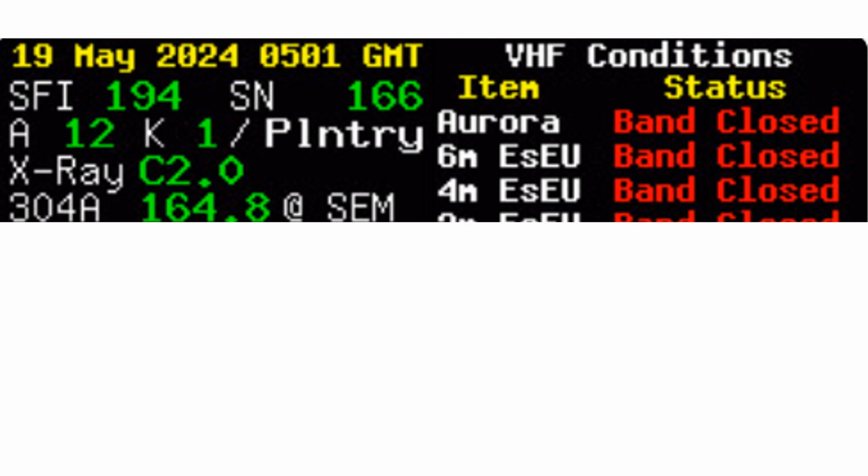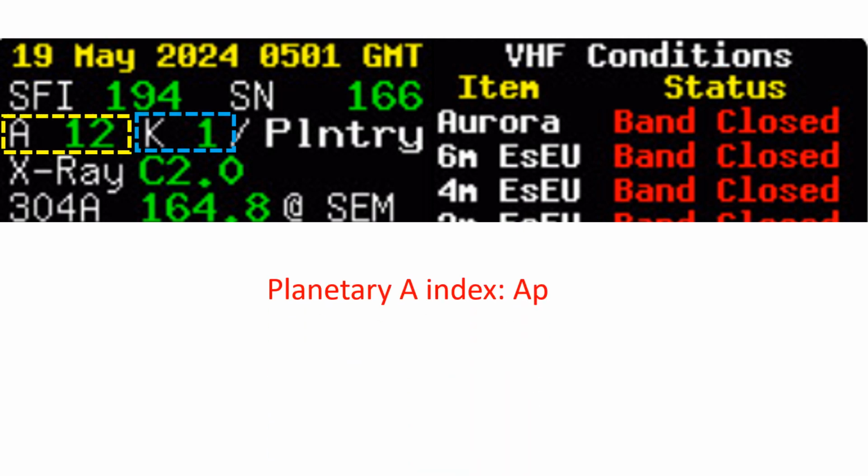Next comes the planetary A and K indices. Planetary A index is known as AP index, and it is the daily average of long-term stability of Earth's magnetic field taken from several locations. It uses the average of 8 3-hour K index values.